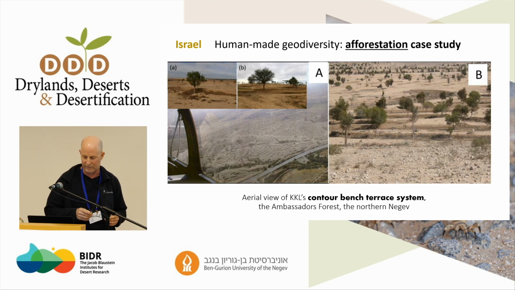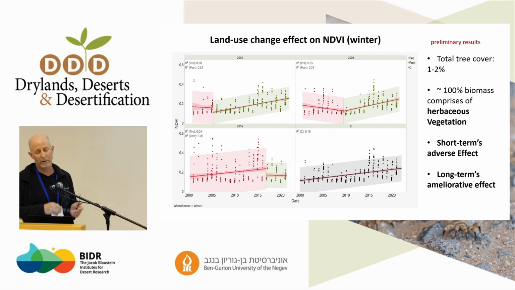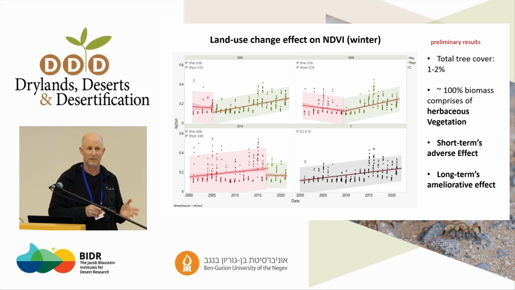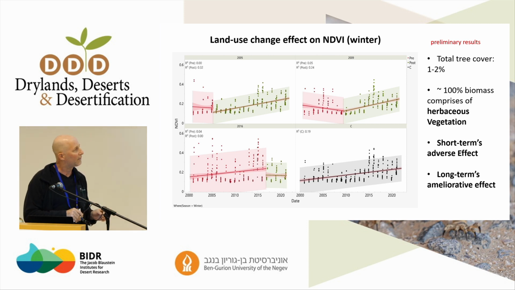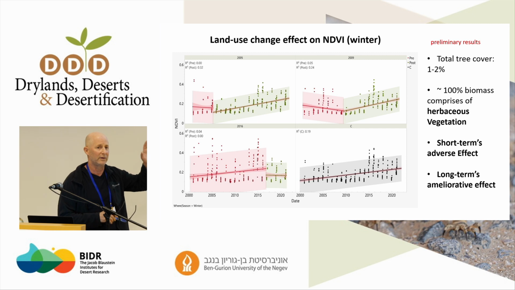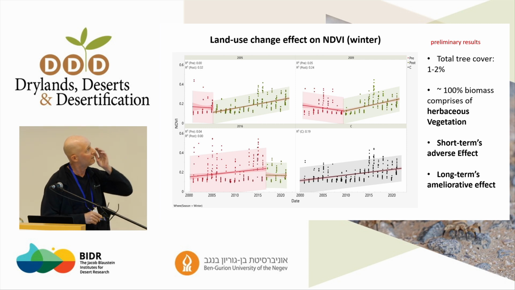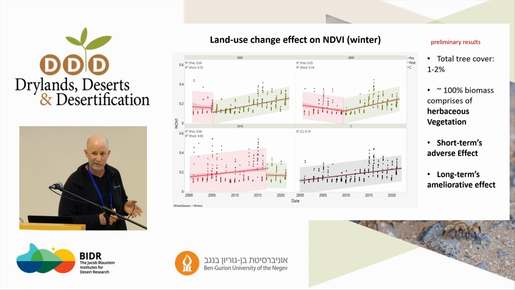One is afforestation, specifically the contour bench terrace system of the KKL, which you have seen during this conference. Specifically here, what we see is the land use change, meaning the transformation of natural land into afforestation land, and how it affects the NDVI. Now, since the tree cover, even in the oldest systems, is rather low, we assume that the entire NDVI is related to herbaceous vegetation.